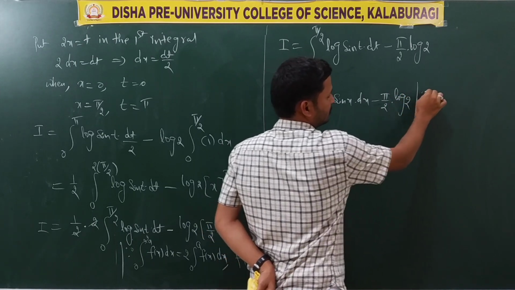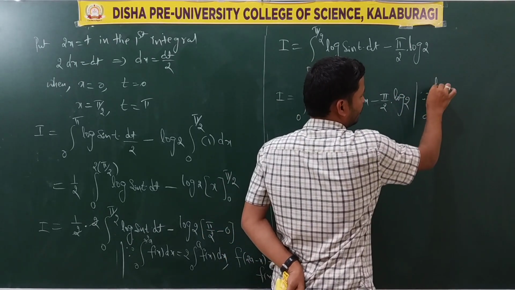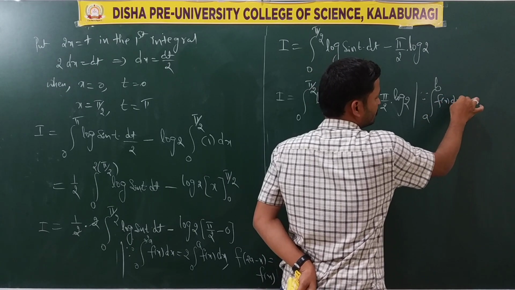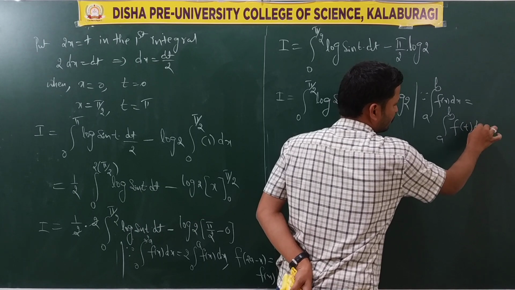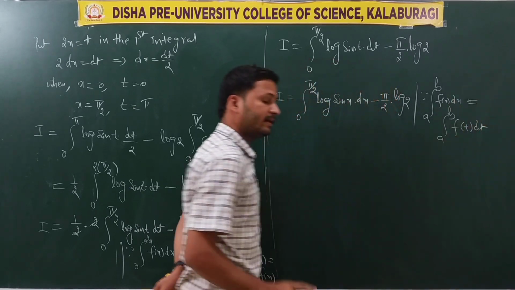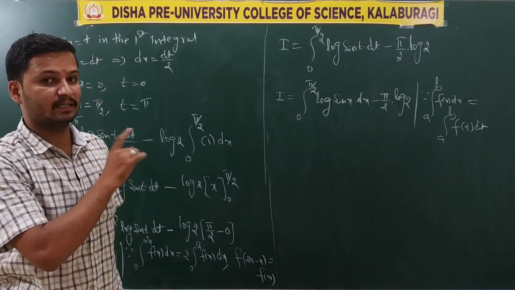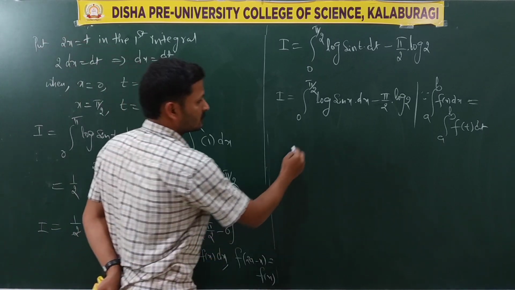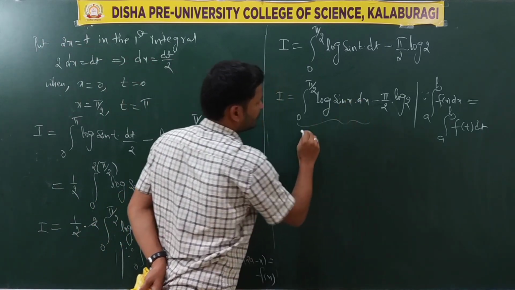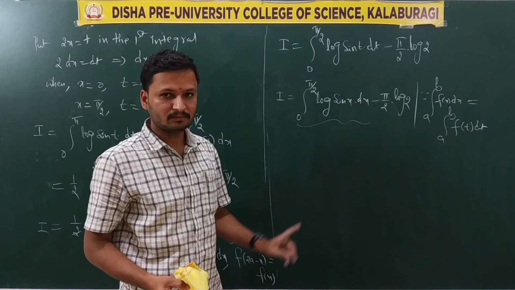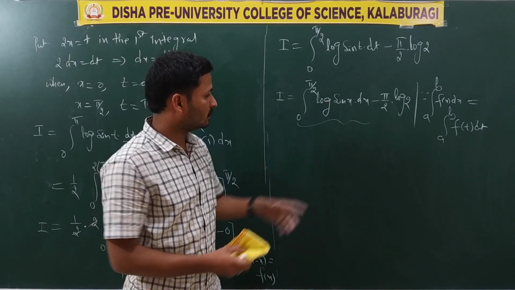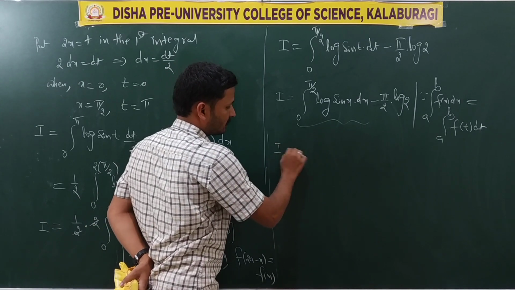So again, by property number 1, the integral from a to b of f of x into dx is equal to the integral from a to b of f of t into dt. The variable will not change the value of the definite integral. So now the integration from 0 to pi by 2 of log of sin x into dx, what does it become? Okay, so totally this is I by 2.